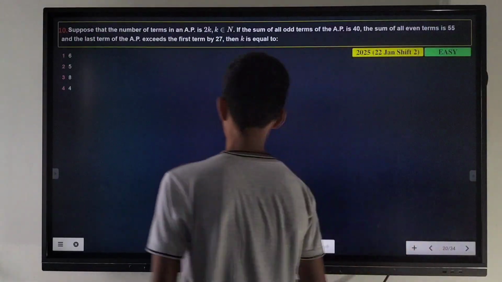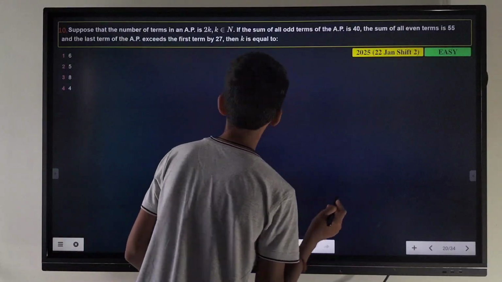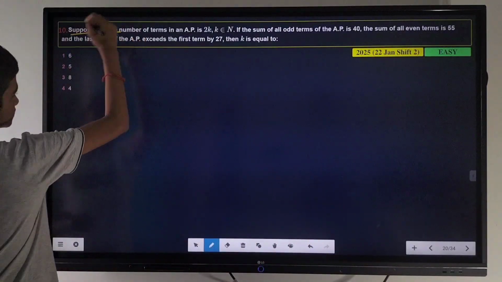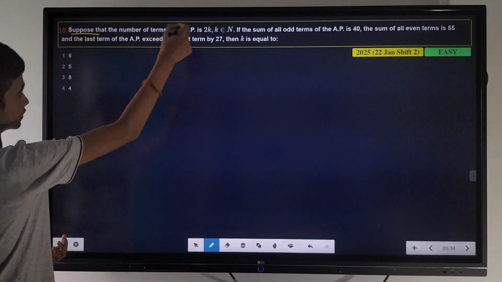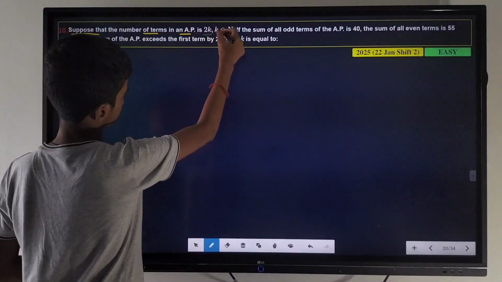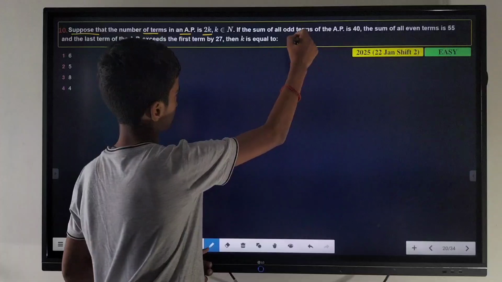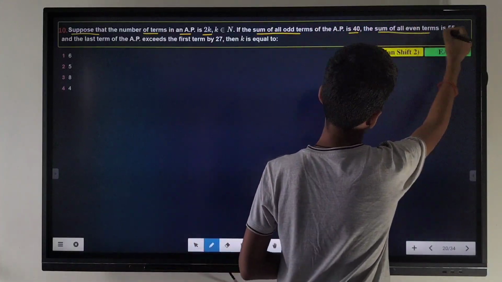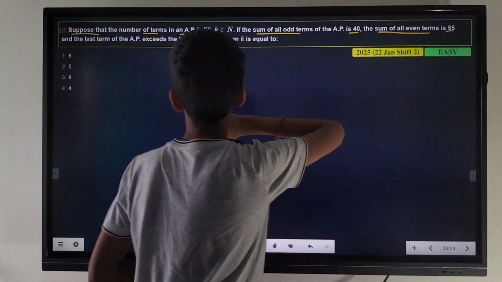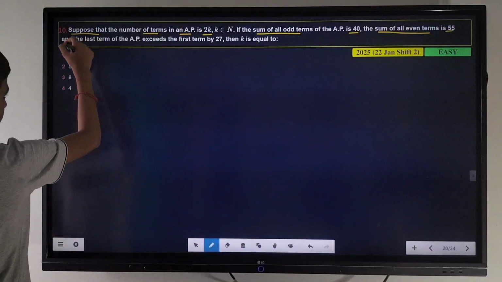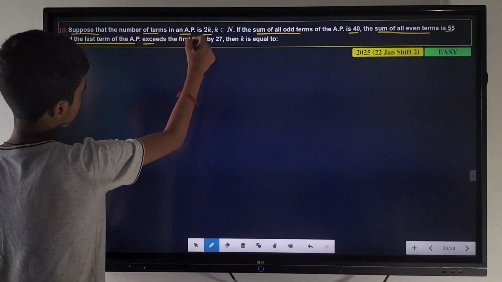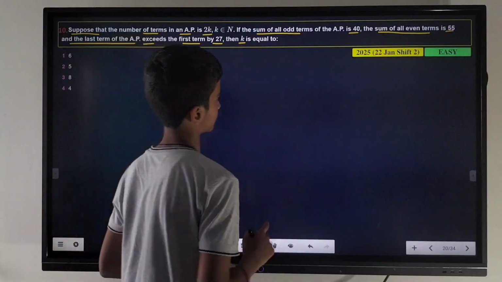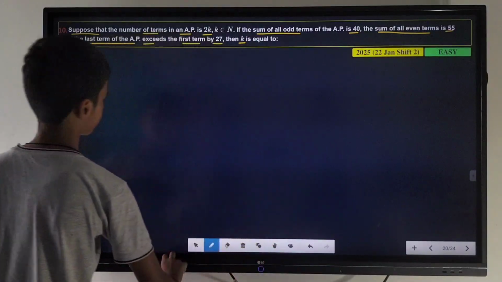Here is our next question now. This time our question says, suppose that the number of terms in an AP is 2k, k belongs to n. Sum of all odd terms of the AP is 40. Sum of all even terms is 55. And the last term of the AP exceeds the first term by 27. Then we have to find the value of k.